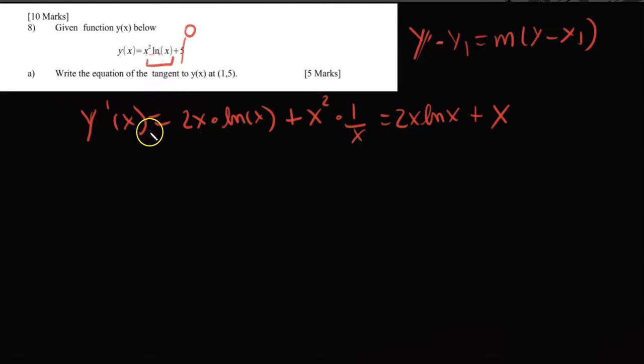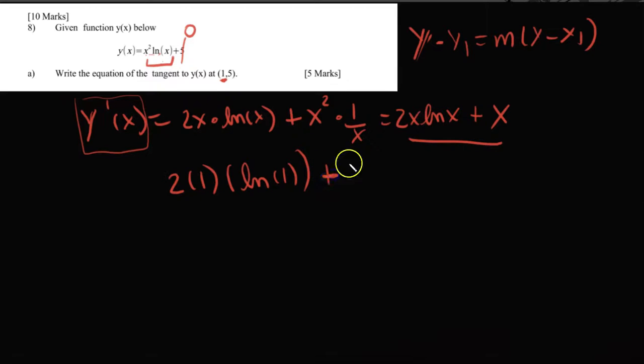And now you got to find the slope, because the derivative is basically the slope. So if you were to plug in your x value 1 into this equation here, you'll get the slope. So 2 times 1 times ln of 1 plus 1 equals your slope. And that is equal to 1, because this is 0, and we're left with this. So our slope in this equation here is 1.